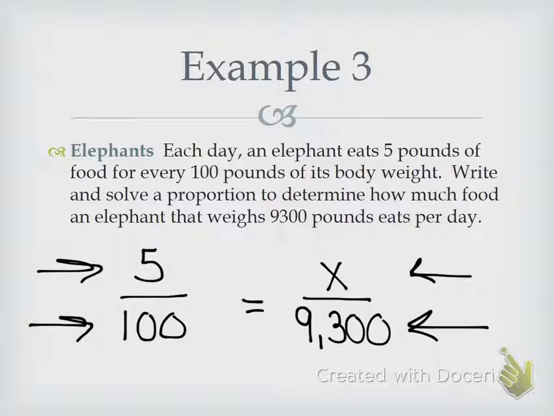Now let me ask you this. Could I do weight in the numerators and food in the denominators? Yes, I could. As long as I'm comparing the same unit, I could flip it around and I would still get the same answer. So there are multiple ways to set up a proportion. This is the way that I prefer, just setting it up as I'm reading it.